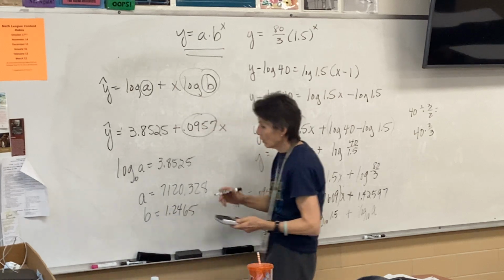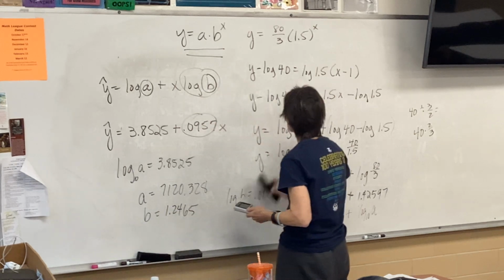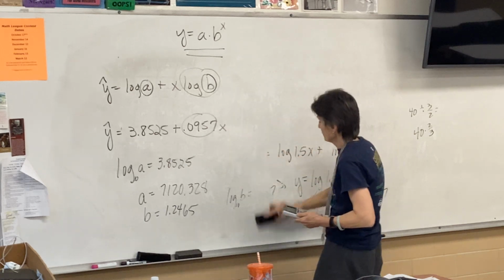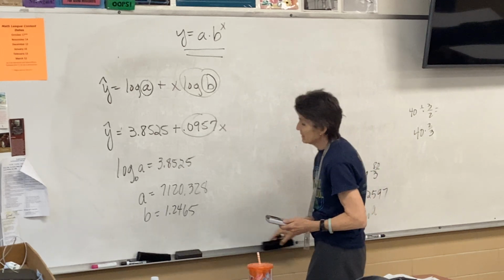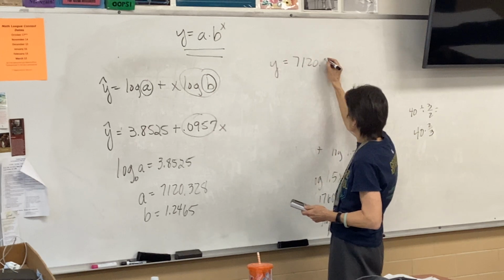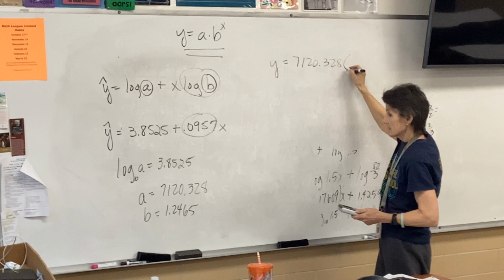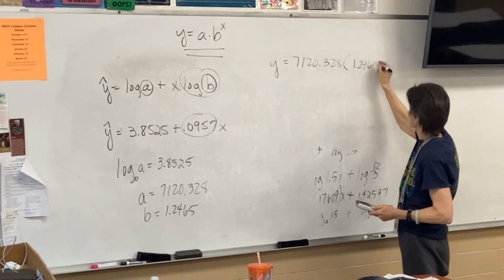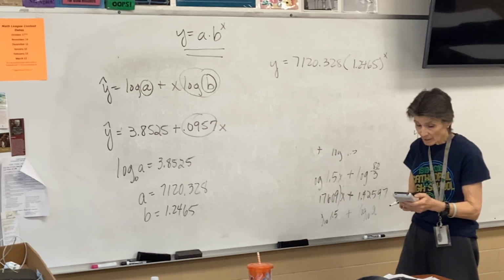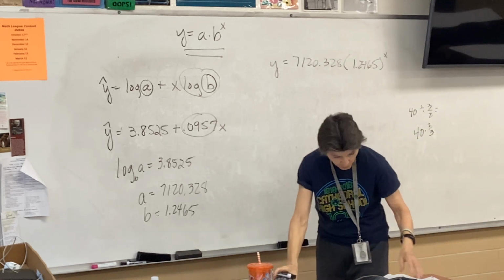So what is your equation? Remember it's an exponential, so it's A times B to the x, so it's 7120.328 times 1.2465 to the x power. And of course you could check that.